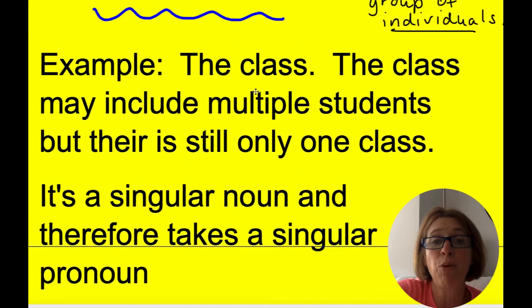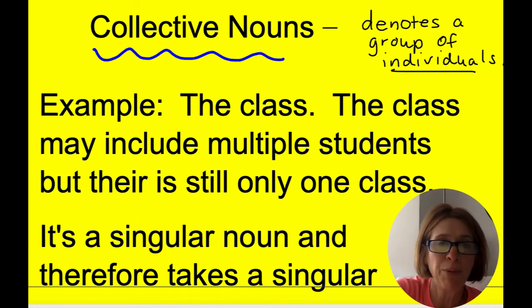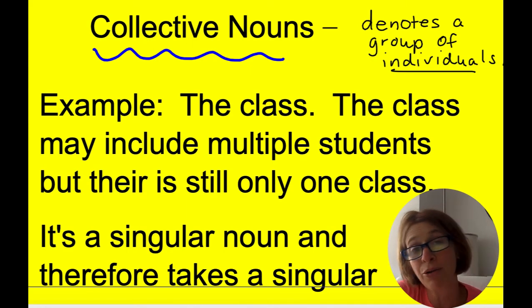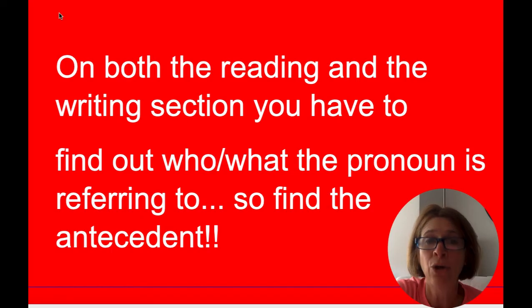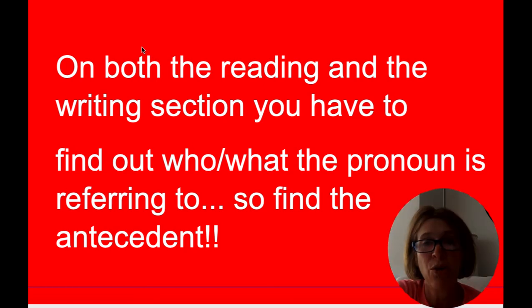So those are some important things about nouns. But in general, when we're looking at pronouns and we're talking about pronoun agreement or we're reading on both the reading and writing section, you have to find out who or what the pronoun is referring to. So please, please, please work on finding the antecedent. We're going to go into more specifics in video number 2.